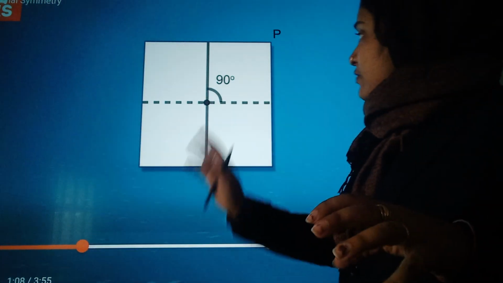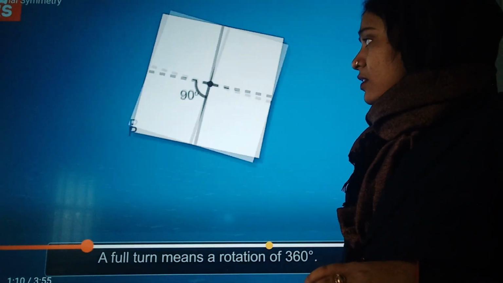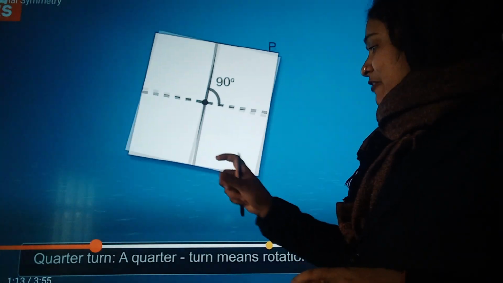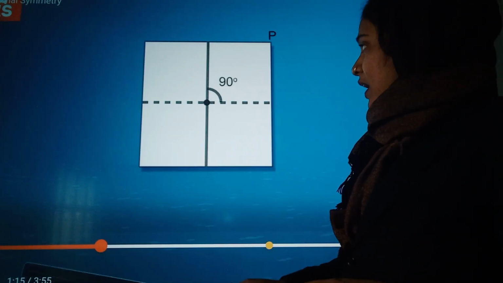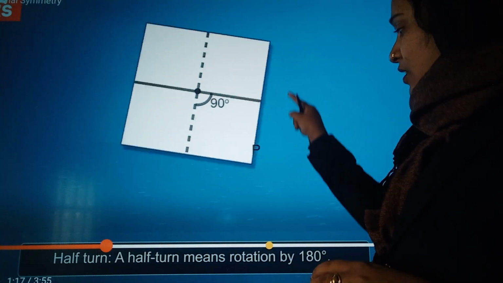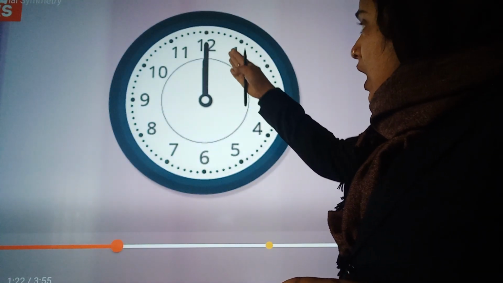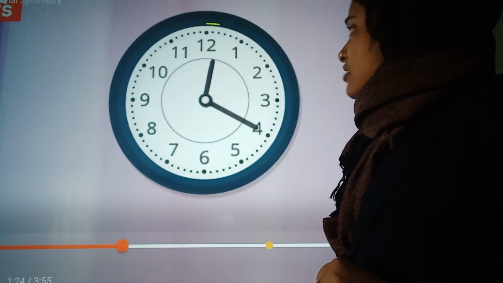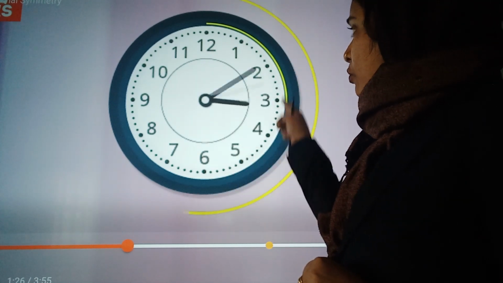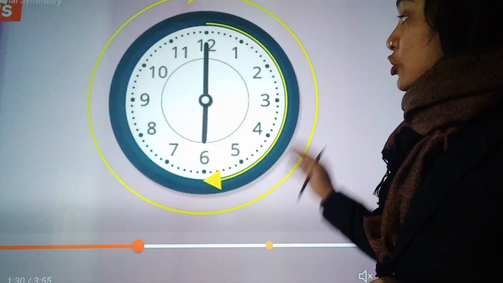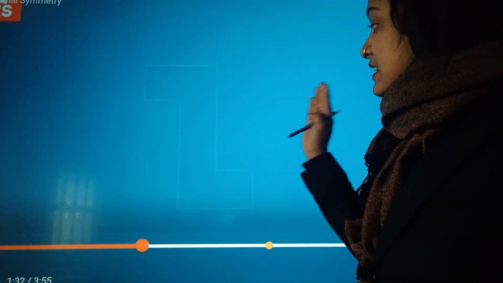In this case we have a square. This square is rotated about this fixed point at different angles. Okay, this is 90 degree. Okay, half turn. So we have the hands of a clock. Look at the direction in which the hand is rotating. This is the clockwise direction.